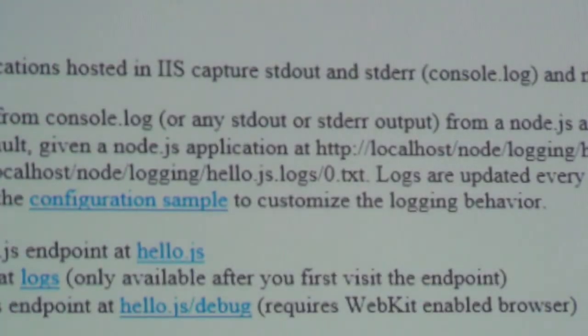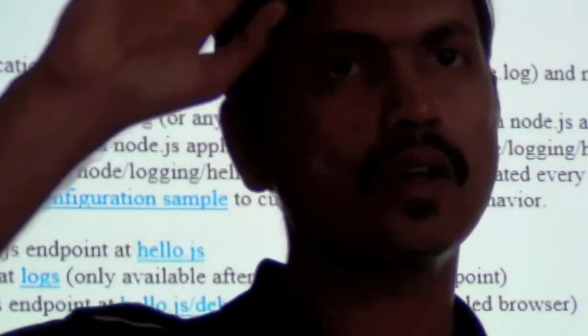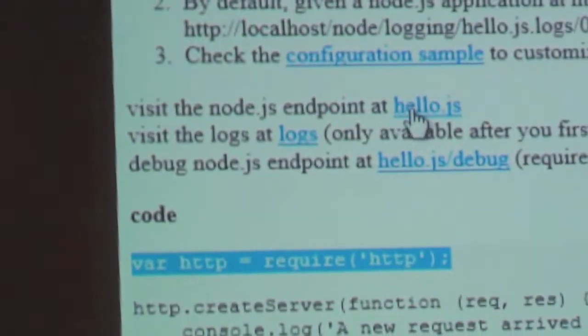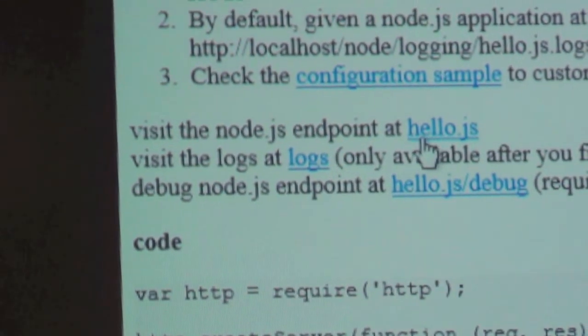And then there is support for logging as well. So basically, if you have any code which says console.log, that is accessible. Basically, all the console.log gets routed to a file which you can access. For example, this is another sample. So that's the logging sample.